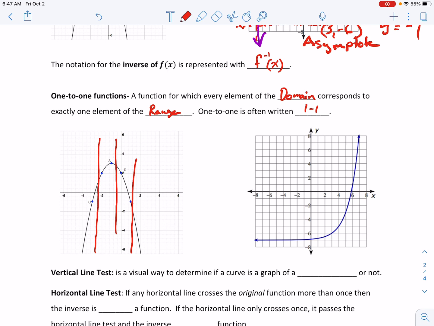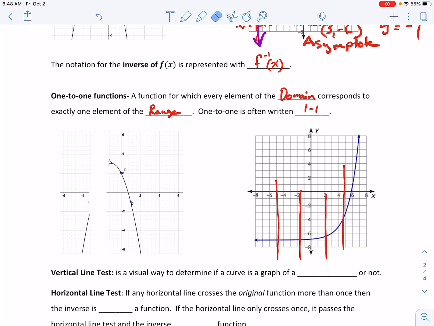So it's a visual way to check whether or not a particular graph is going to represent a function. Same with this exponential over here. If I draw a vertical line, it only hits one time. This is a function. So both of these graphs are functions. So the vertical line test is a visual way to determine if a curve is a graph of a function or not.